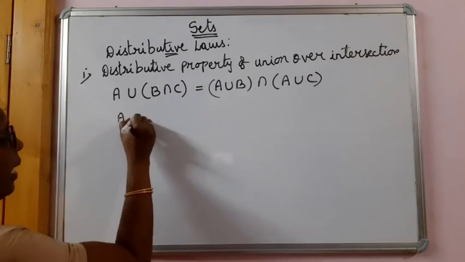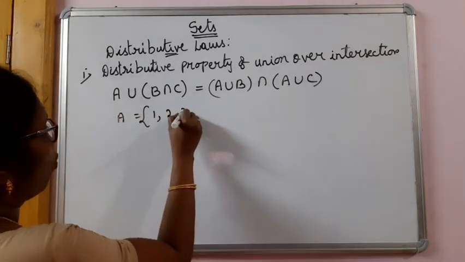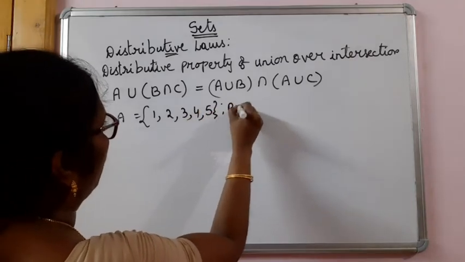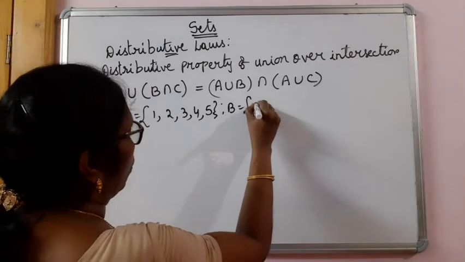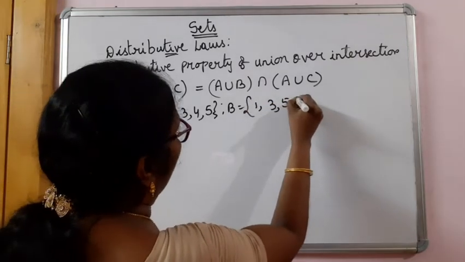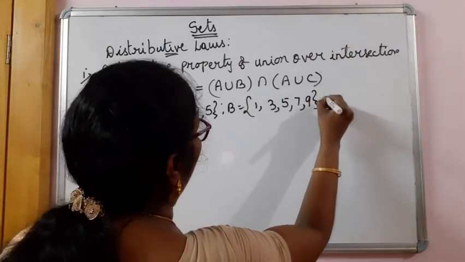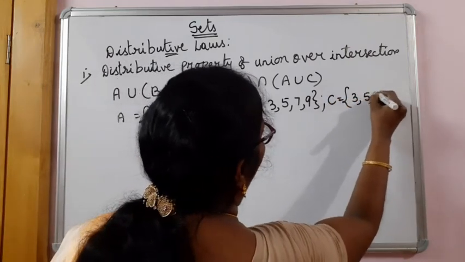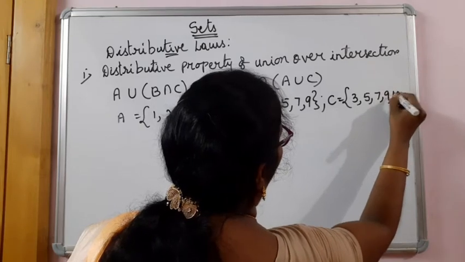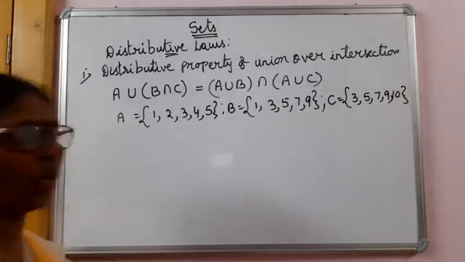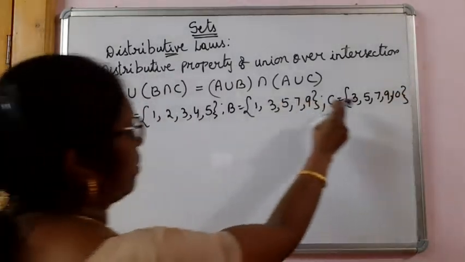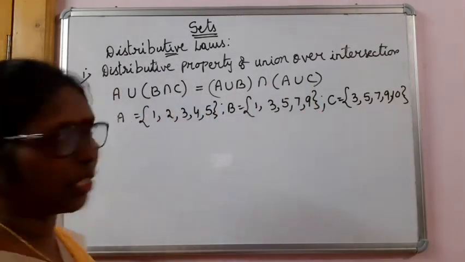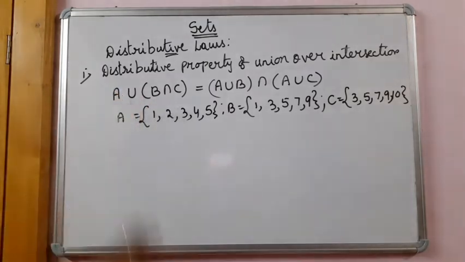Suppose A is equal to {1, 2, 3, 4, 5}. A simple example I am giving you. B is equal to {1, 3, 5, 7, 9}. And C is equal to {3, 5, 7, 9, 10}. Three sets A, B, C I have given. So how this is equal to this, let us find. First let us work out for this.